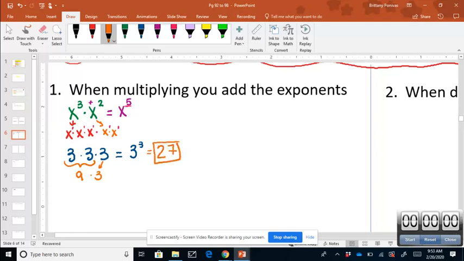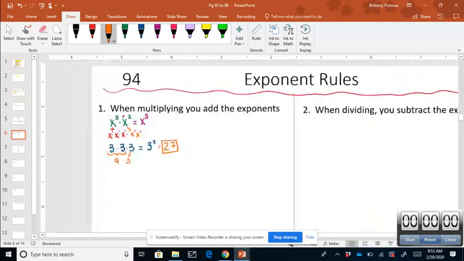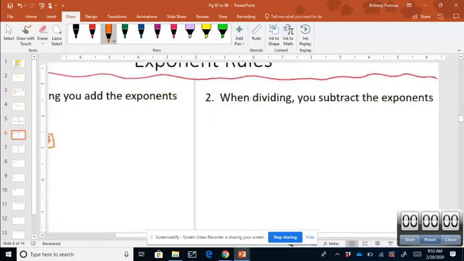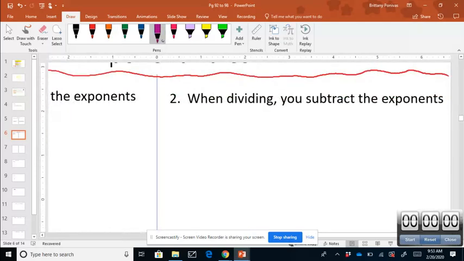We have done the multiplying part. We have done the dividing part. When you divide, you subtract the exponents. And we did that when we factored. So underneath the second column for number 2, when dividing, you subtract the exponents. So let's say we have x to the 6th power over x to the 4th power.